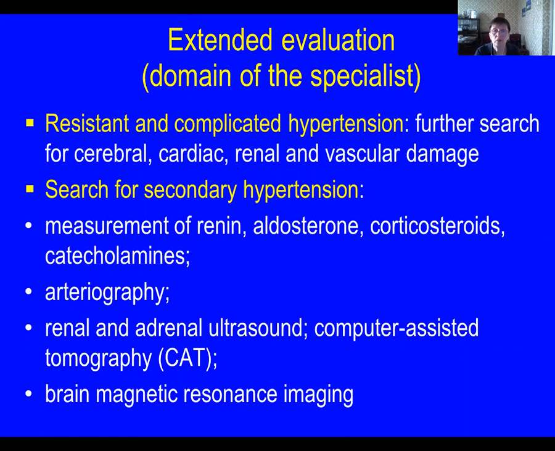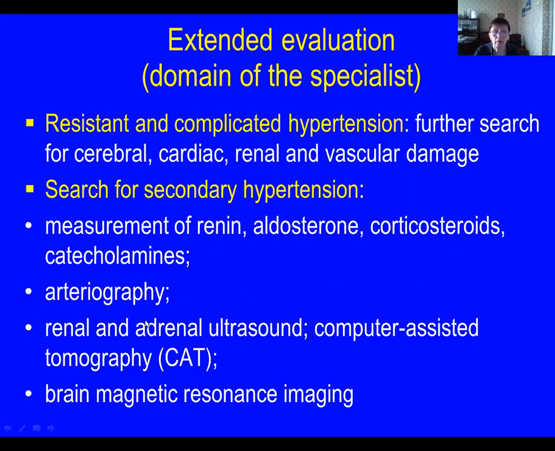In this case, you may use the more complex techniques. For example, in case of complicated hypertension, you will search for further cerebral, cardiac, renal, or vascular damage. And you may search for secondary hypertension. In this case, you will measure the levels of hormones of renin, aldosterone, corticosteroids, catecholamines.